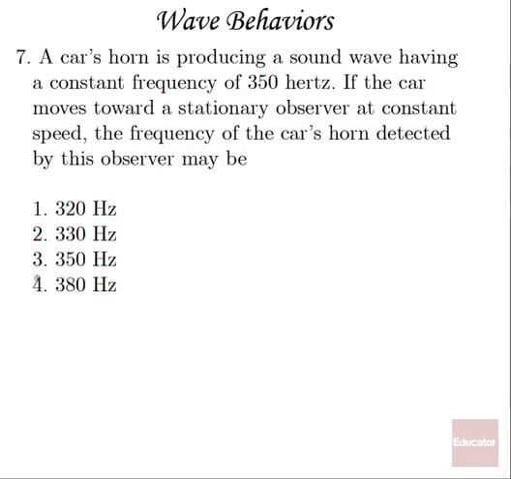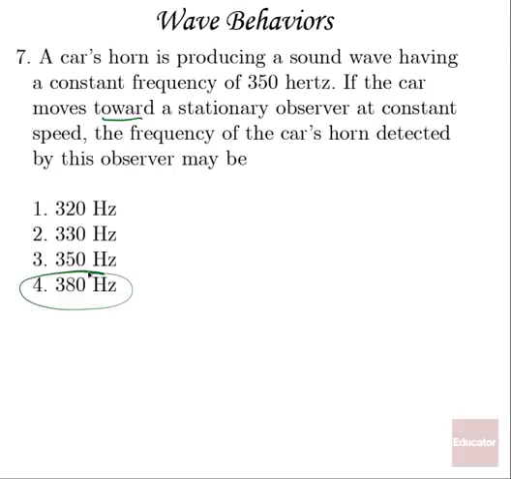Number 7. A car's horn is producing a sound wave having a constant frequency of 350 hertz. If the car moves toward a stationary observer at constant speed, the frequency of the car's horn detected by this observer may be, well, the Doppler effect says if they're going toward each other, you're going to observe a higher frequency. The only answer here that's higher than 350 hertz is number 4, 380 hertz.